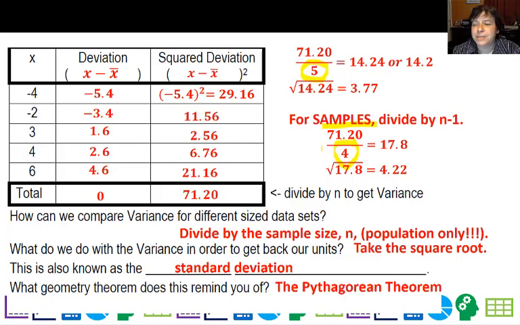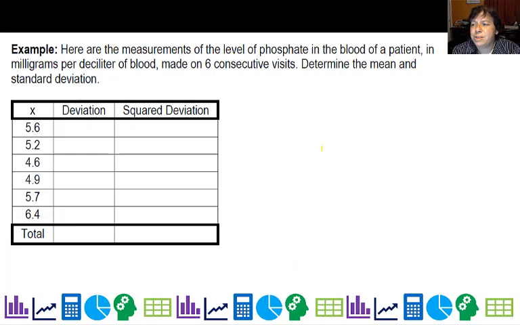Let's go ahead and do an example. Here are the measurements of the level of phosphate in the blood of a patient in milligrams per deciliter of blood. This is made on 6 consecutive visits, so I have 6 data points right here. We want to determine the mean and the standard deviation. When I add these all up, I get 32.4, and there's 6 data points. So divide the 32.4 by 6, and I get 5.4. That's the mean value.